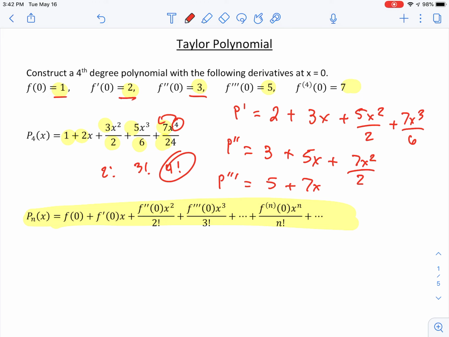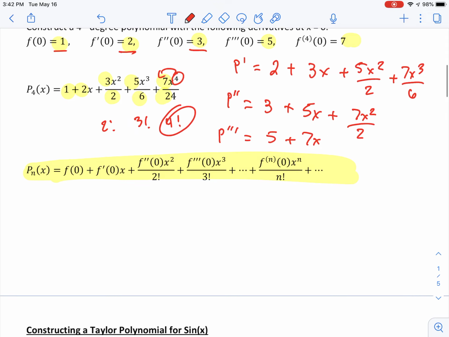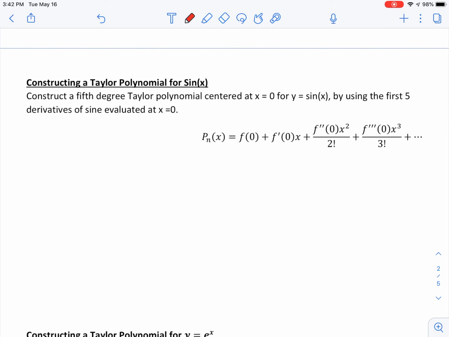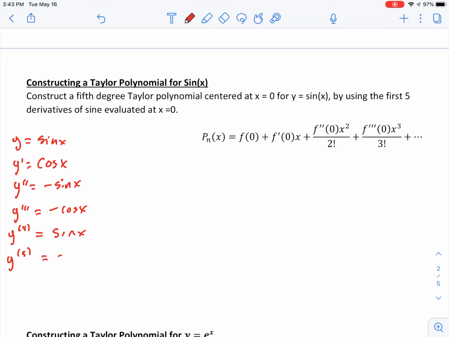All right, so we want to take this formula for a Taylor polynomial and construct a polynomial for sine of x. We're going to find the first 5 derivatives of sine of x, and then we're going to use this Taylor polynomial formula over here. If y equals sine of x, the first derivative is cosine of x, the second derivative is negative sine of x, the third derivative is negative cosine of x, the fourth derivative is sine of x, and this thing repeats, right? So our fifth derivative would be the positive cosine of x. Now we're going to evaluate each of these at 0. So our y of 0 is just going to be 0.